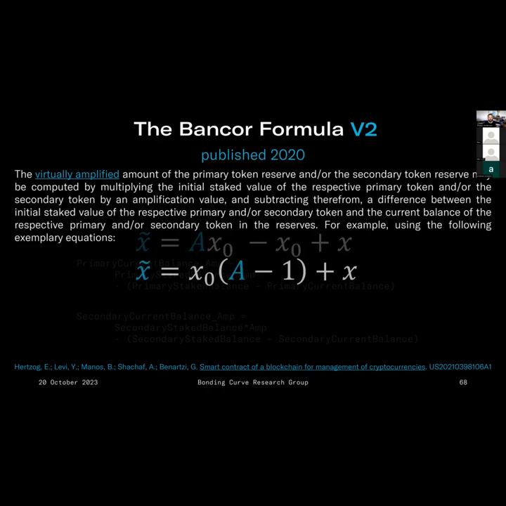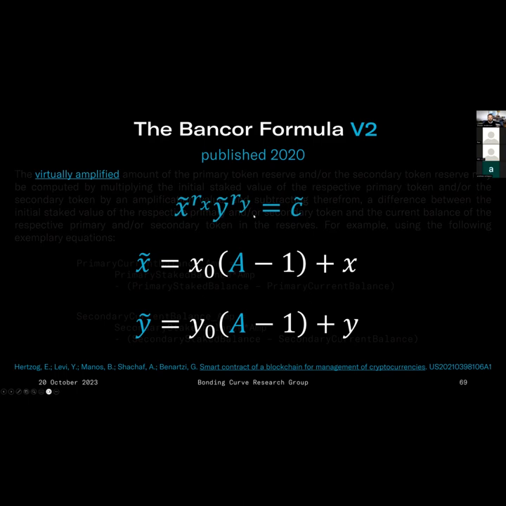So if you take this invariant function here and just replace it with these terms, right? Instead of using X tilde, use X zero, A minus one plus X to the power of RX. And instead of using Y tilde, use Y zero, A minus one plus Y to the power of RY. And instead of using C, we're going to use X zero times Y zero. This is the thing that gives us that same point that you're talking about.